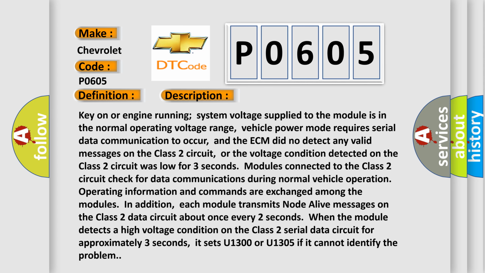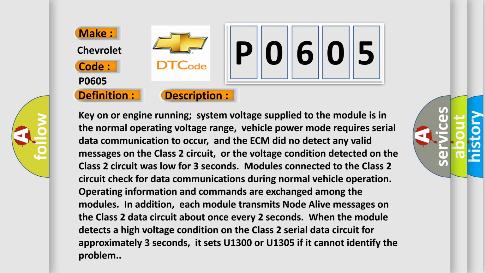Key on or engine running, system voltage supplied to the module is in the normal operating voltage range. Vehicle power mode requires serial data communication to occur, and the ECM did not detect any valid messages on the Class 2 circuit, or the voltage condition detected on the Class 2 circuit was low for 3 seconds. Modules connected to the Class 2 circuit check for data communications during normal vehicle operation. Operating information and commands are exchanged among the modules. In addition, each module transmits node-alive messages on the Class 2 data circuit about once every 2 seconds.